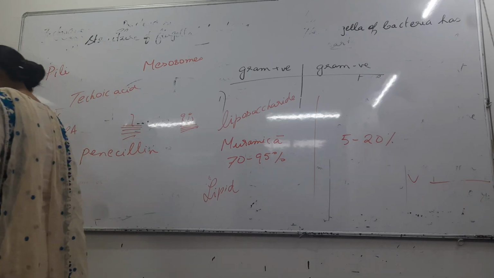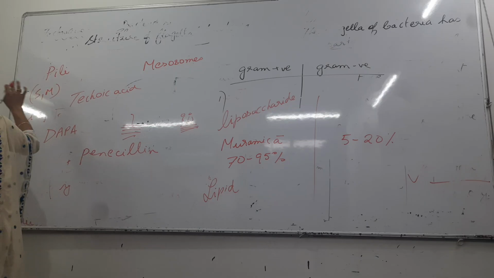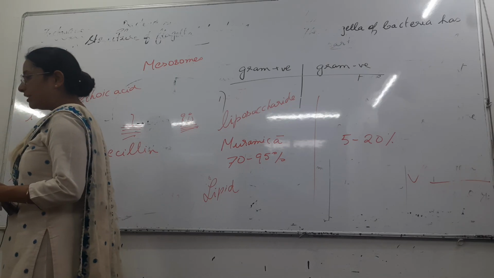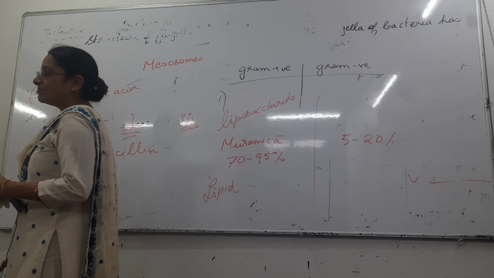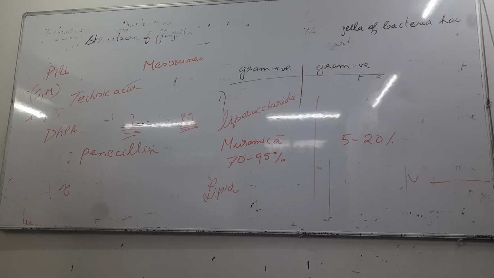Bracket, write S, M. Basal body rings, what are their names? S, M. It is not that important a point though. Again, write here: basal body has 4 rings. Gram negative, what? Basal body has 4 rings.